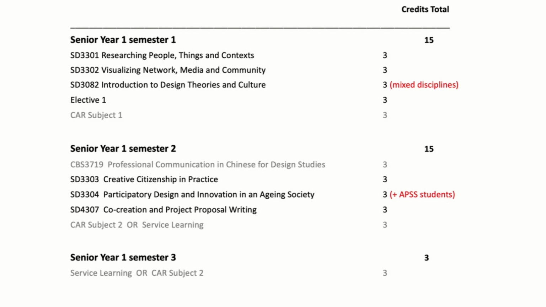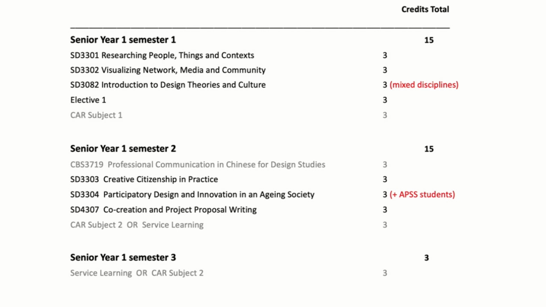One is researching people, things, and contexts, that I already showed you some of the pictures of what we did, and also visualizing network, media, and community, okay? And you also have to study introduction to design theory and culture, and then you have some elective classes. So we think that each semester you will have to study about 15 credits, okay?